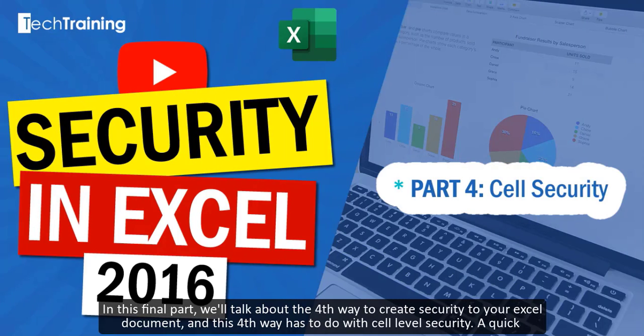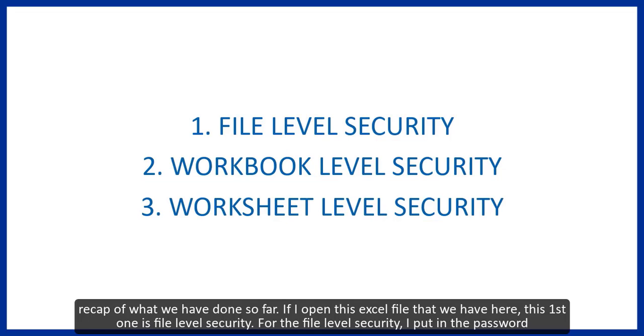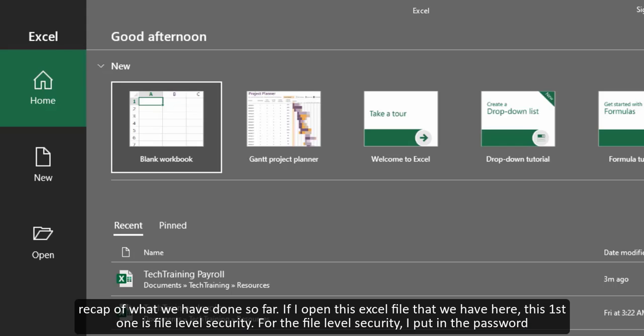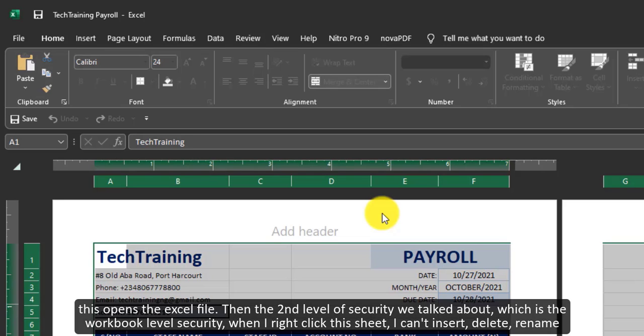In this final part, we'll talk about the fourth way to create security for your Excel documents. And this fourth way has to do with cell level security. A quick recap of what we have done so far. If I open this Excel file that we have here, this first one is file level security. For the file level security, I put in the password. This opens the Excel file.